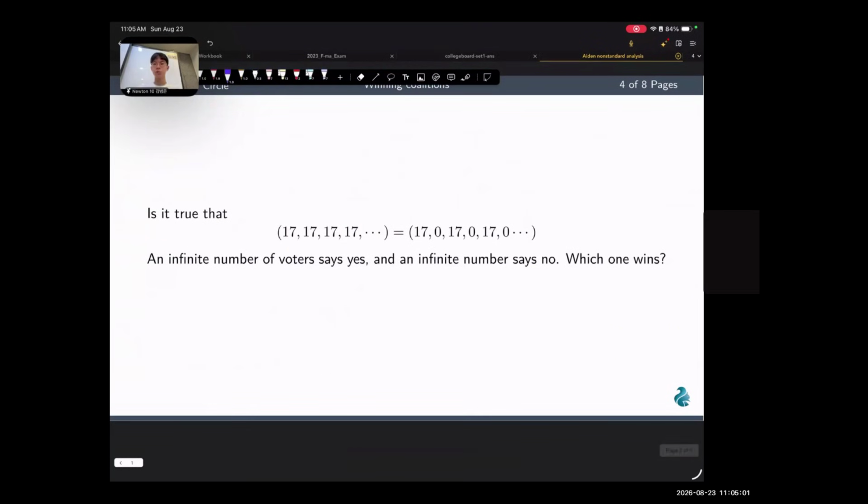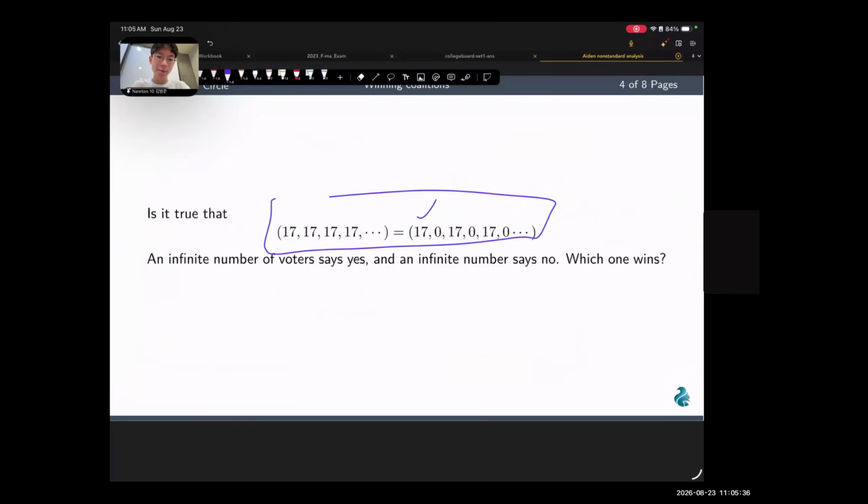We have to face the unfortunate truth now, which is to say, if we have an infinite number of voters, and an infinite number of people vote yes, and an infinite number of people vote no, what are we going to do? So is 17, 17, and so on, everything equal to 17, equal to 17, 0, 17, 0, 17, 0, and so on, where 17 and 0 are alternating. Difficult indeed.